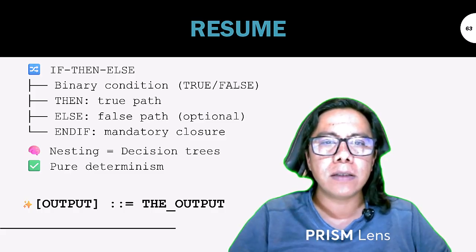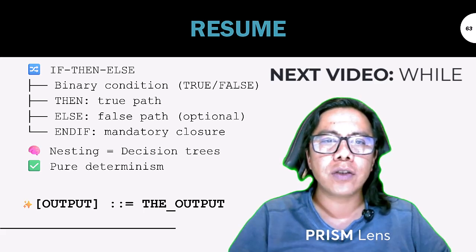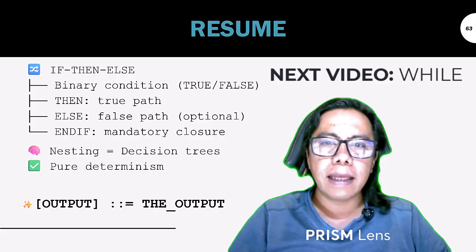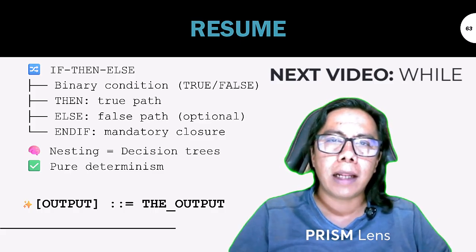Today we learned to make decisions, but what happens when we need to repeat an action many times? Validate data until it is correct. In the next video, loops and controlled repetition with while.